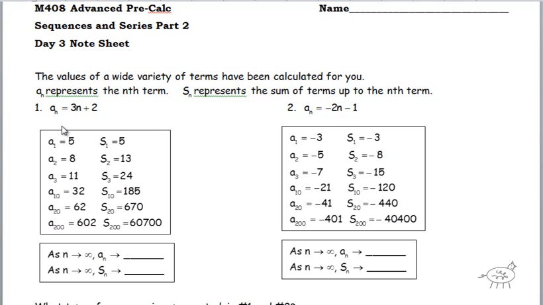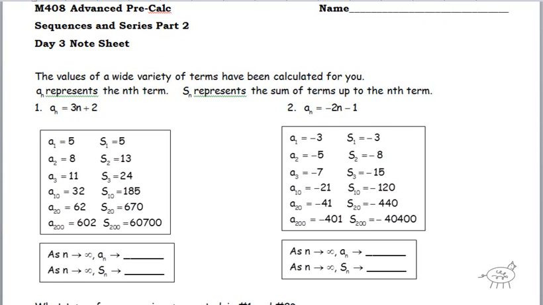You have this nice little friendly note sheet here. It says the value of a wide variety of terms have been calculated for you. What I'm trying to show you in this note sheet is, when n gets really big, when you have a sub 1, a sub 2, a sub 3, a sub 10, a sub 20, a sub 200, what happens to a sub n? This first part here, math fans, is my sequence, the a sub n.